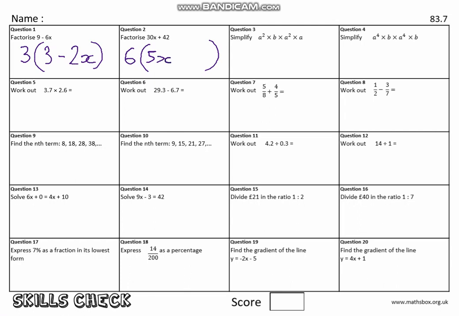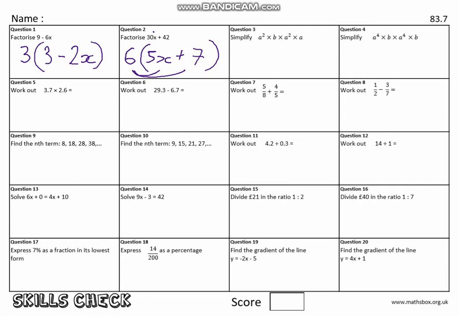But I've also got an x, okay? So 6 times 5x equals 30x. So I know that that bit's correct. And then how do I get from 6 to 42? Well, I would times that by 7, okay? So I would add my 7, and then to test it, I can do 6 times 5x is 30x, and then I can do 6 times 7 is 42. So I know that my answer is correct.